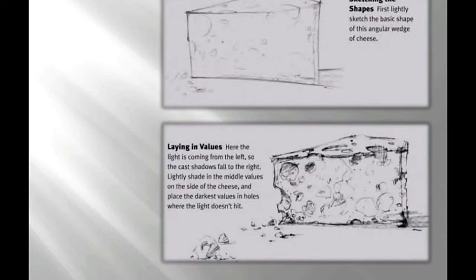Sketching the shapes. First, lightly sketch the basic shape of this angular wedge of cheese, and then lay in values. Here the light is coming from the left, so the cast shadows fall to the right. Lightly shade in the middle values of the side of the cheese and place the darkest value in holes where the light doesn't hit.